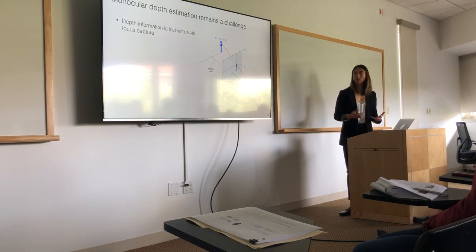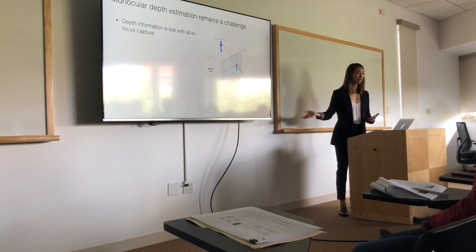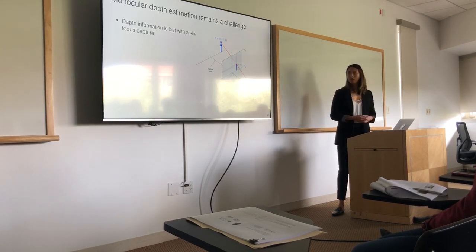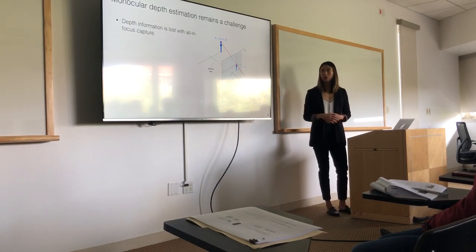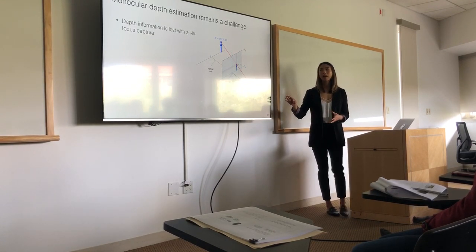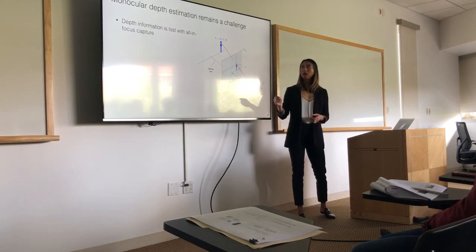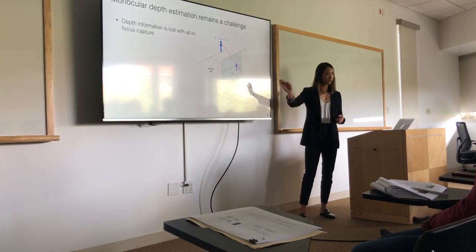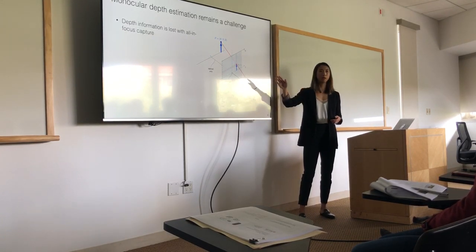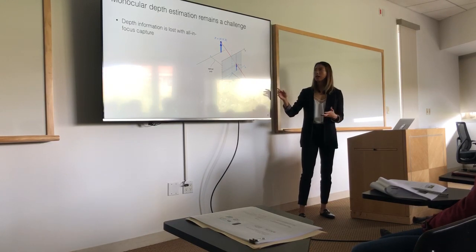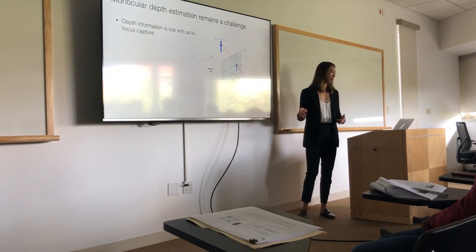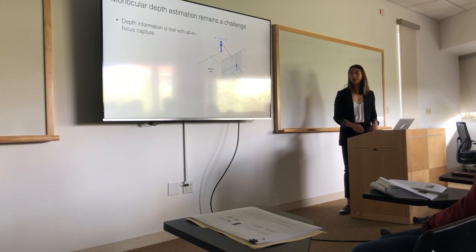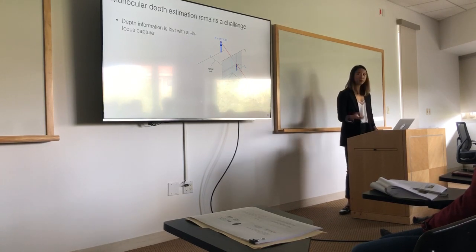And this is mostly due to the fact that depth information is lost with all-in-focus capture. So if we look at this camera projection diagram on the right, and we focus on this red pixel, once we use camera geometry to project that pixel back out into 3D space, it's unclear where on this red line that point actually came from. So that's how the depth information gets lost.